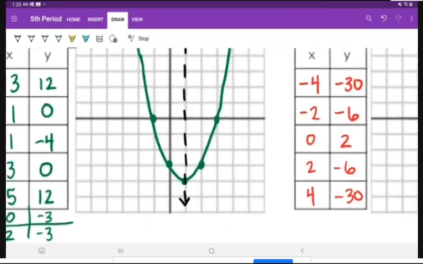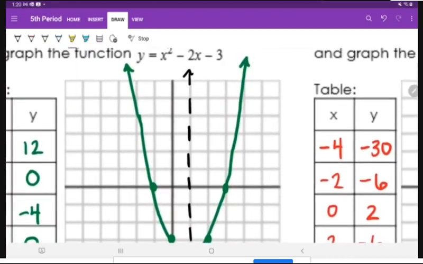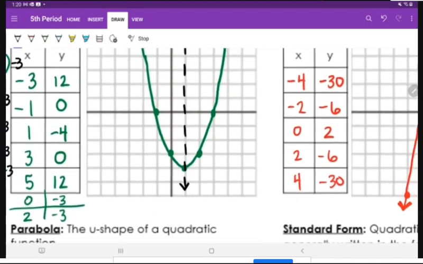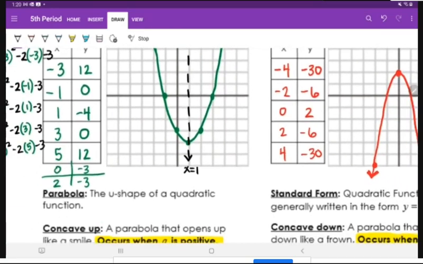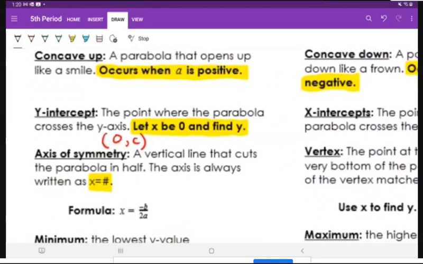Yeah, it's 1. Sorry, let me zoom in a little bit. X is positive 1 here. So our axis of symmetry is x equals 1. Axis of symmetry is usually pretty easy to find when you're looking at a picture. But we won't always be looking at a picture.